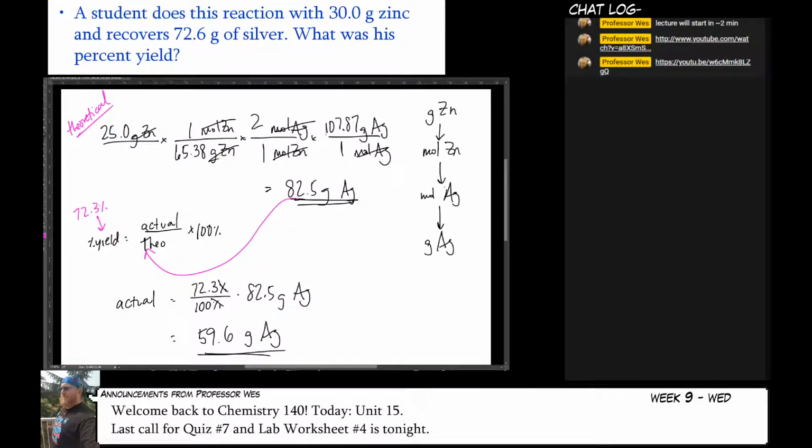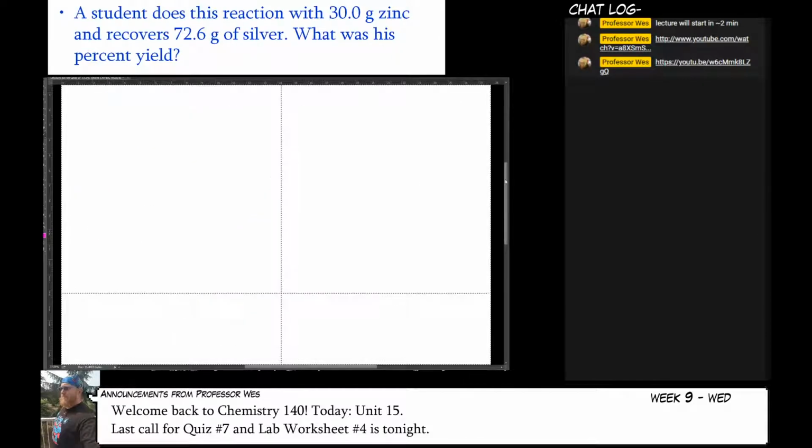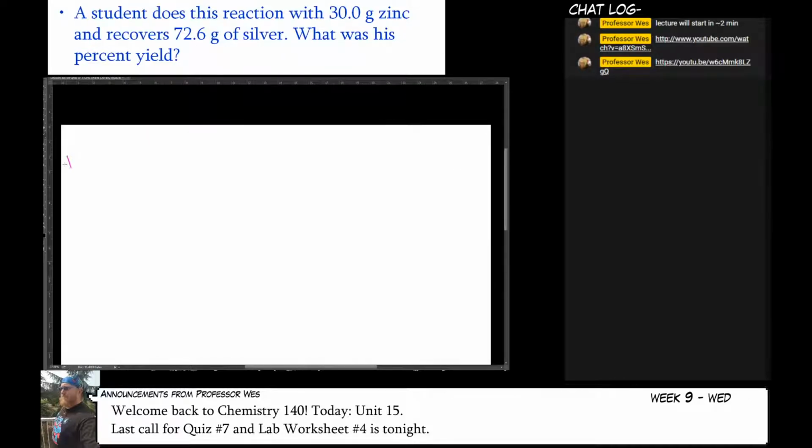And then a student does another experiment with 30 grams of zinc and recovers 72.6 grams of silver. What is their percent yield? I don't have enough space, so we got to erase this again. So let's figure out what they theoretically should have made. And the process is the same, even though I erased it.